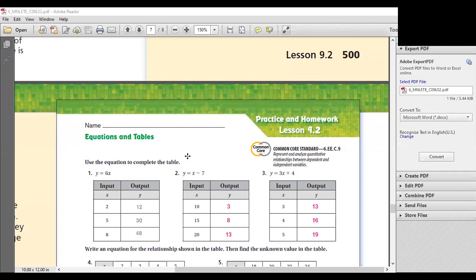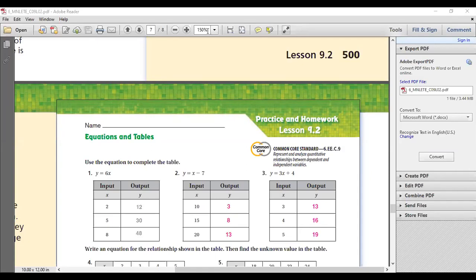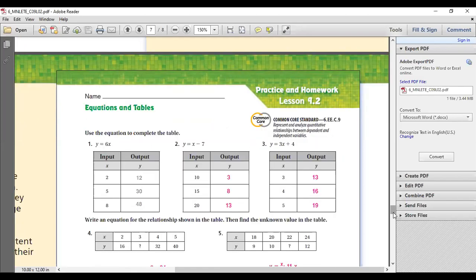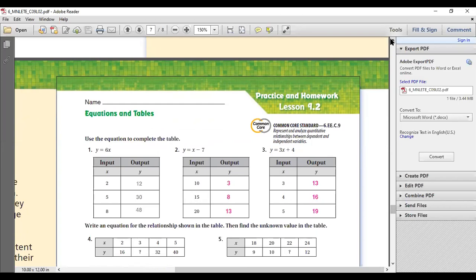So let's see the answers. First, let's discuss the answers and then let's go on to the next part of the lesson. Okay, so this was the homework for you. You just had to complete the 2 tables.